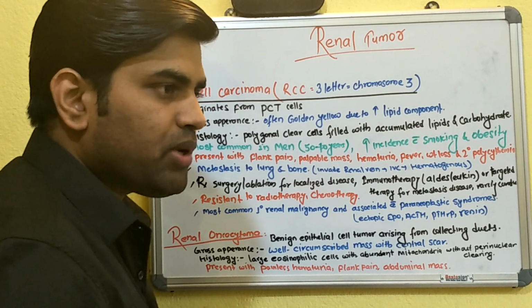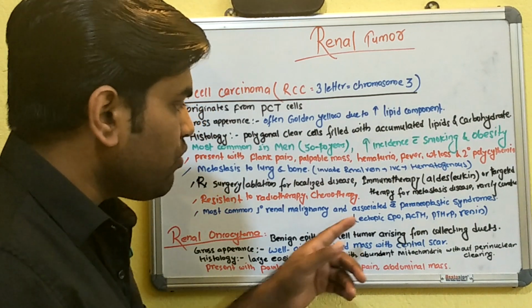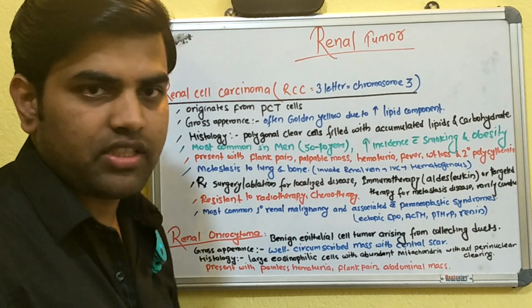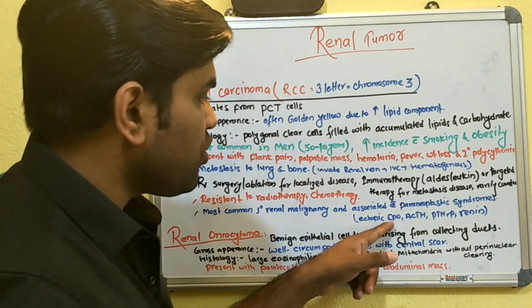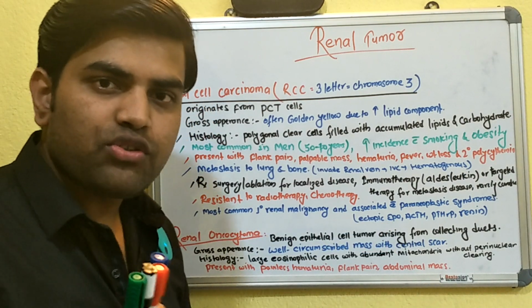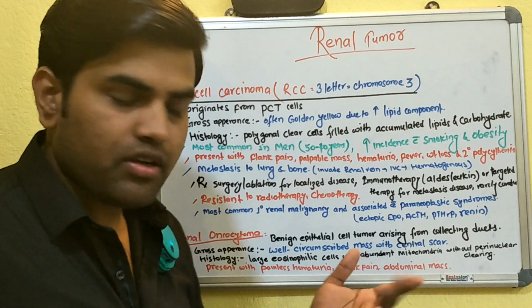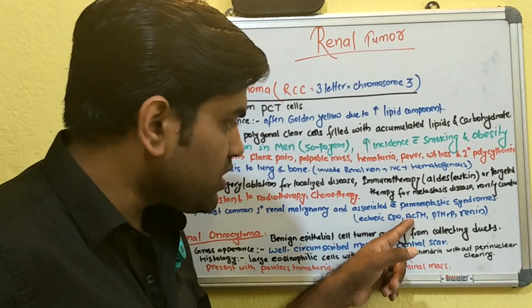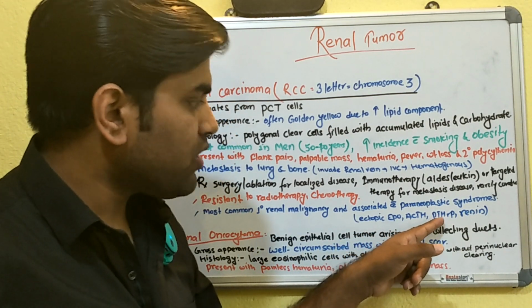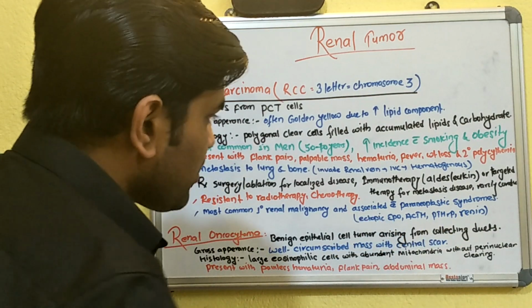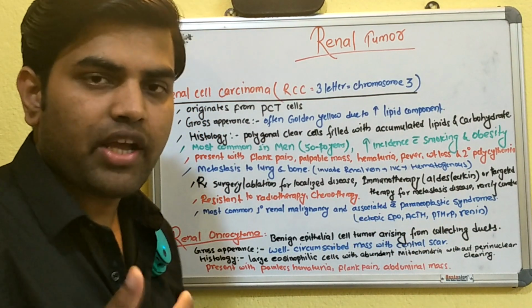And what are the paraneoplastic syndromes? These are the syndromes where you will find ectopic secretion of hormones that leads to secondary changes. Like there will be ectopic secretion of erythropoietin. Okay, normally erythropoietin is secreted from your kidney, but now there will be an ectopic site. There will be ectopic secretion of parathyroid hormone-related protein. There will be ectopic secretion of renin. And because of that, there will be a lot of consequences in your body according to the hormone.